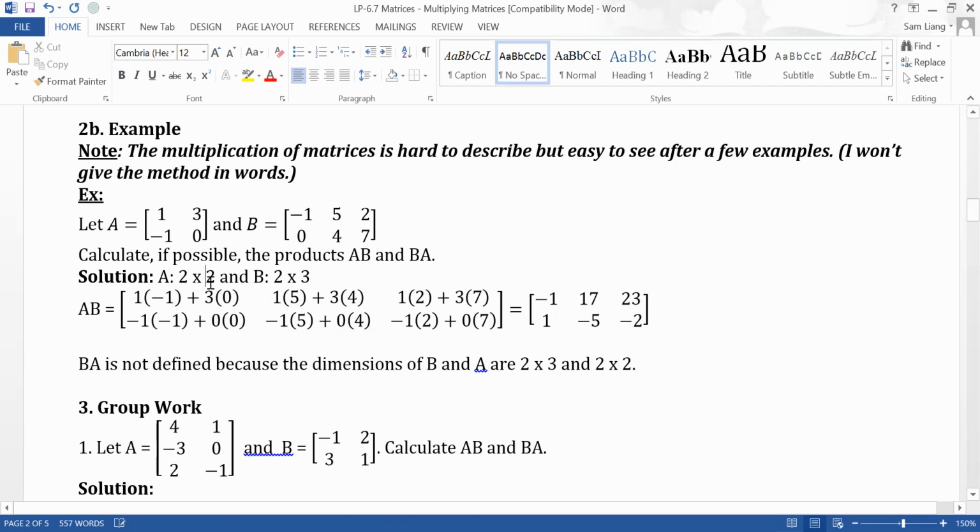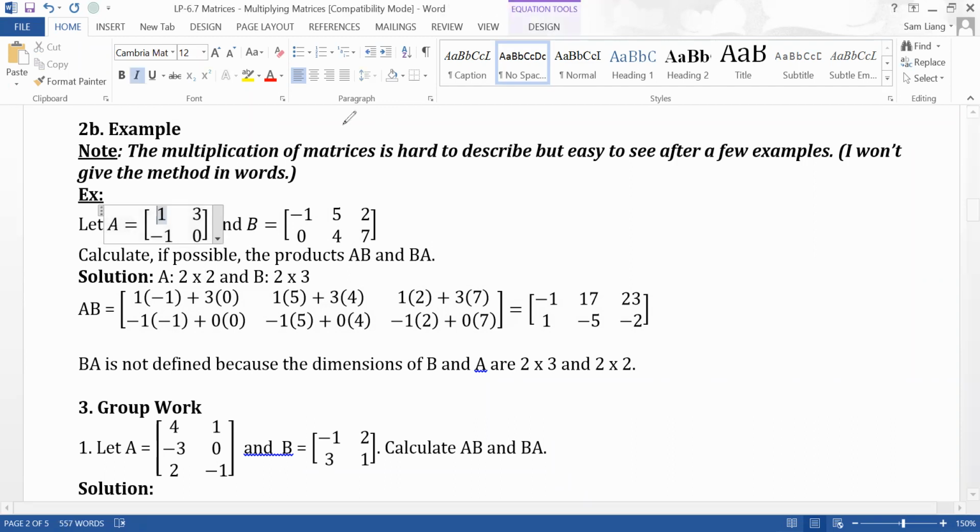Because 2 matches up with 2. Okay, so we can multiply. So the first entry right here is this first row dot product with the first column, the same operation we did in the dot product. So it'll be 1 times negative 1 right here plus 3 times 0. Okay, that's right here.